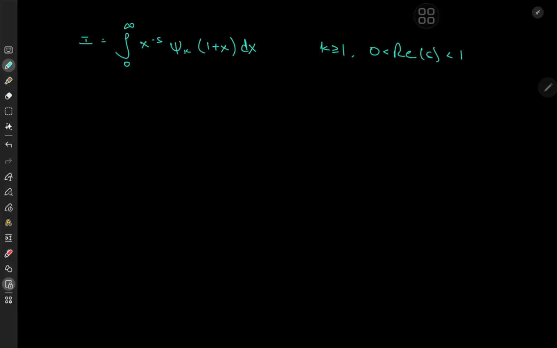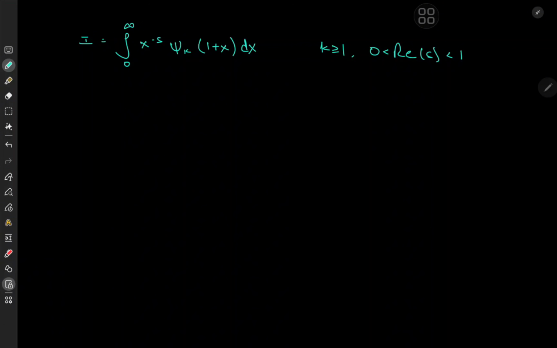Hello everyone, it is I, folks, once again, and today we have the integral from 0 to infinity of x to the minus s times psi sub k of 1 plus x dx. K here is a positive integer and s is a complex valued parameter with real part between 0 and 1. So this thing looks like a Mellin transform-like integral, and what is the function psi sub k? Well, that is the polygamma function of order k.